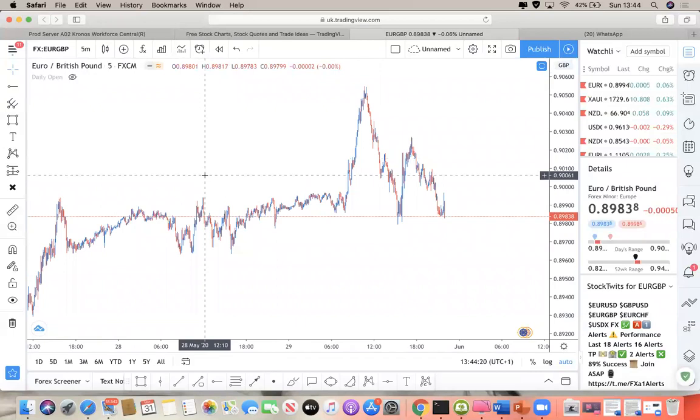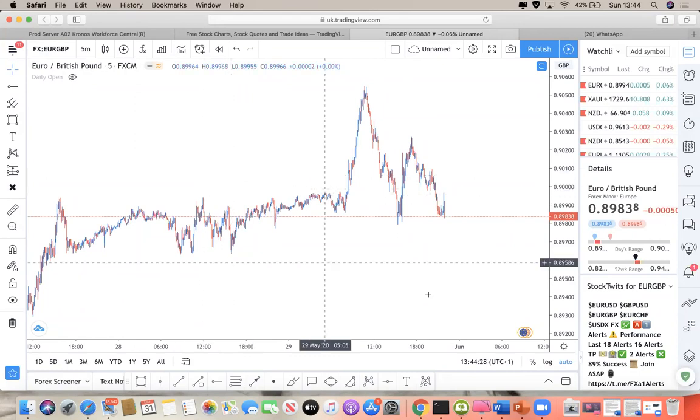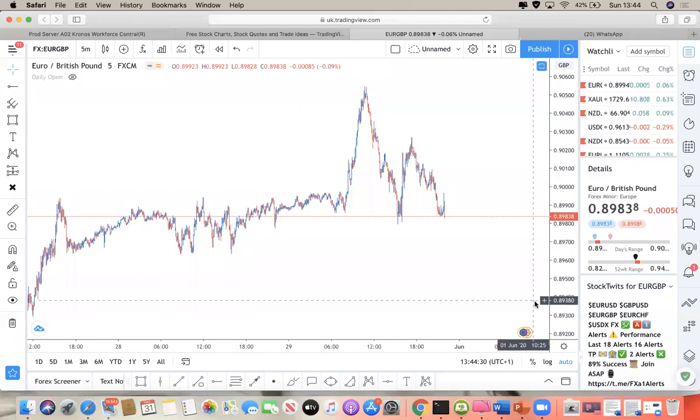Is that correct? Your entry will be at the 50% of the imbalance or the opening of the institutional candlestick. Stop loss at the bottom of the institutional candlestick if you're buying, and stop loss above the institutional candlestick if you're selling.